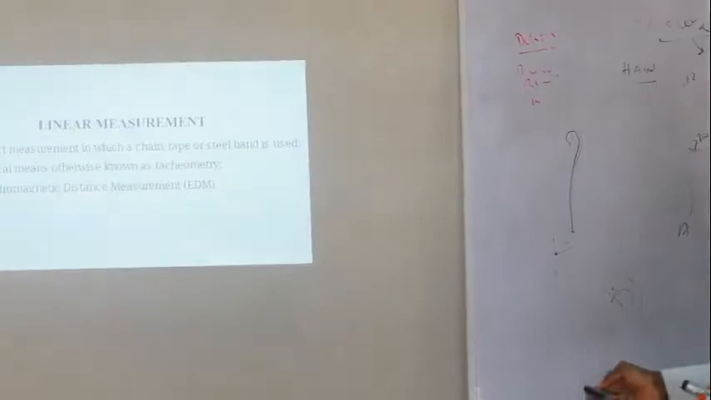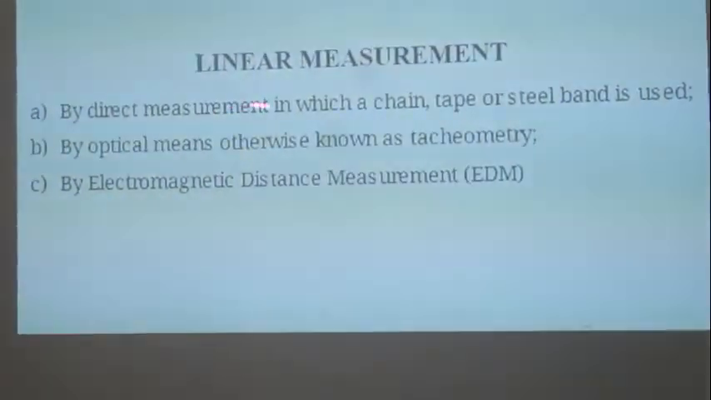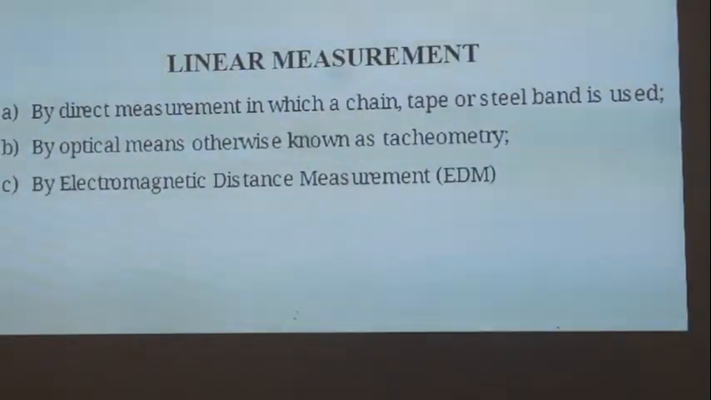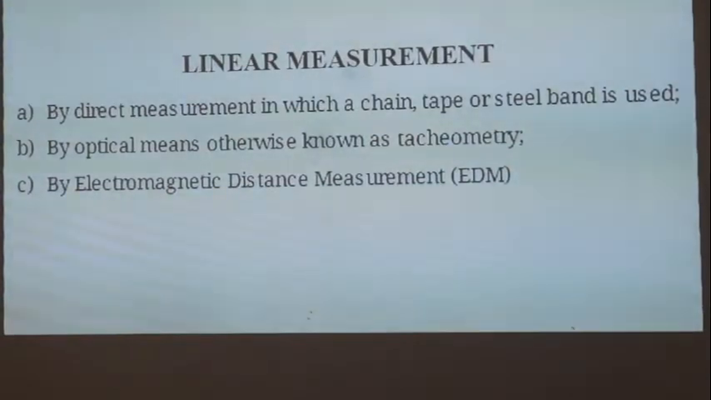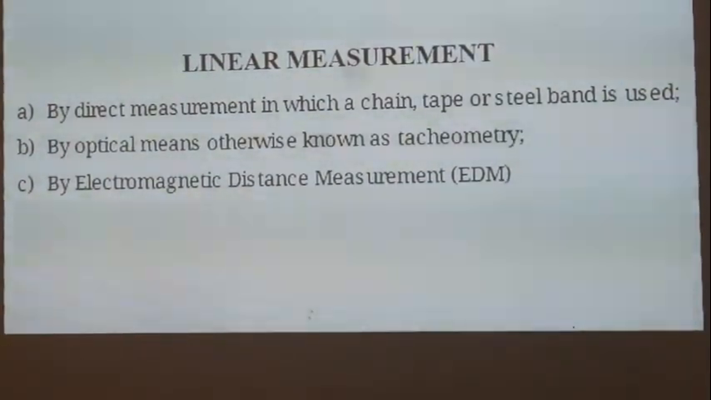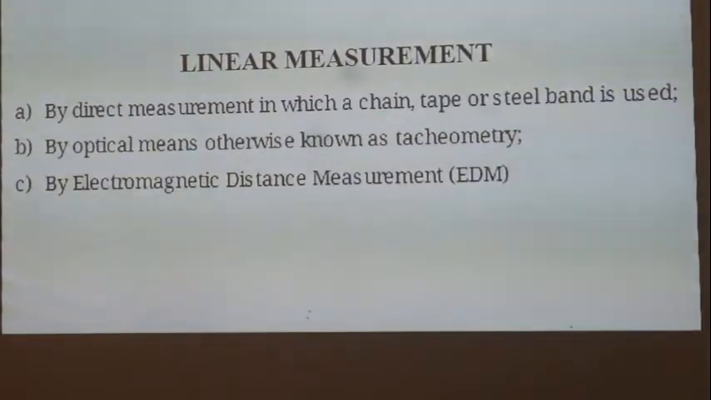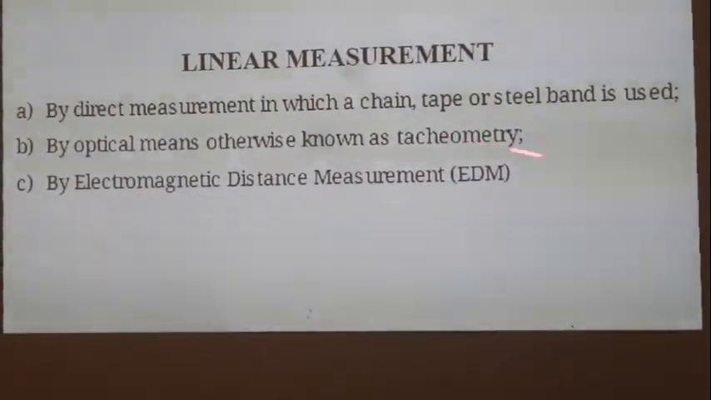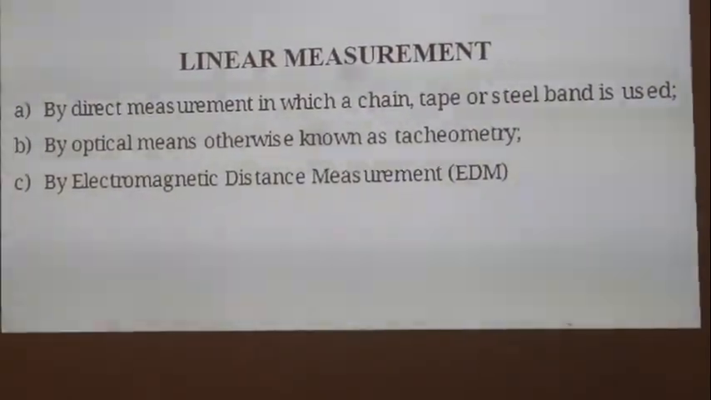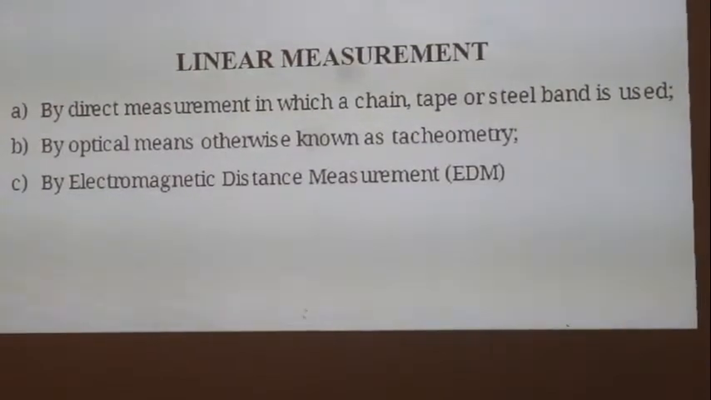So look at the equipment now. For linear measurement, we can measure with chain, tape, or steel band. Nowadays, what is common is tape. We have linear tape, we have steel band, 100 meters length, 30 meters length. These are the ones that are common now. Another way you can carry out linear measurement is through a means called tacheometer or tacheometric means. Tacheometric means is a situation whereby you combine optical equipment with your leveling staff.